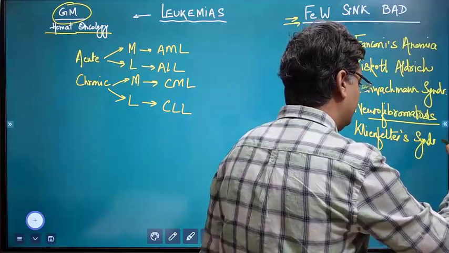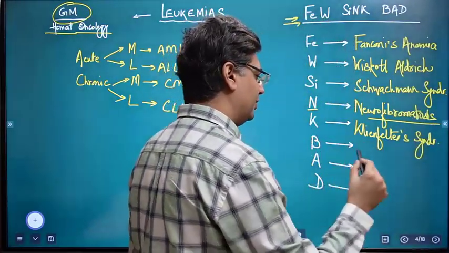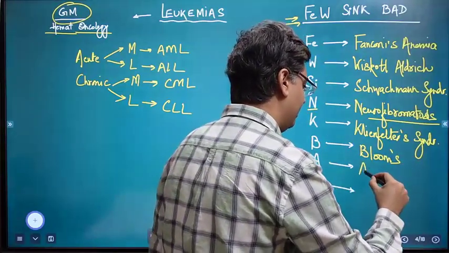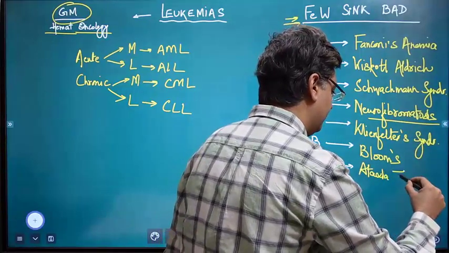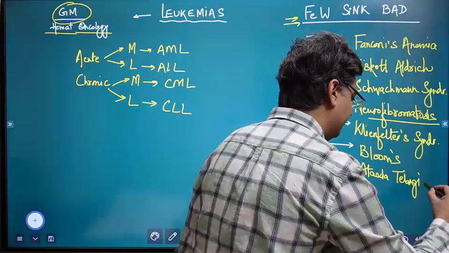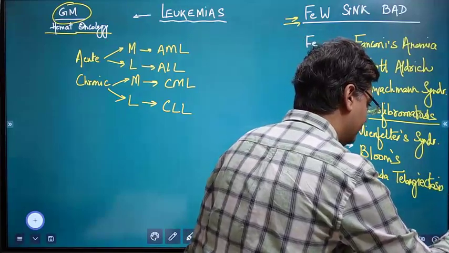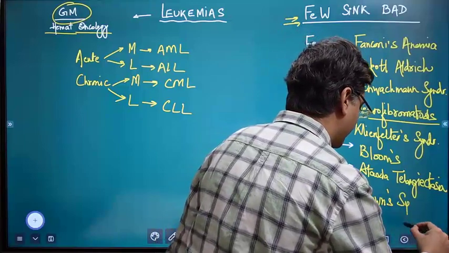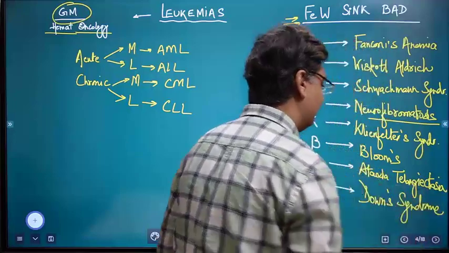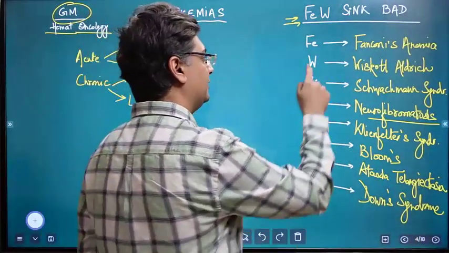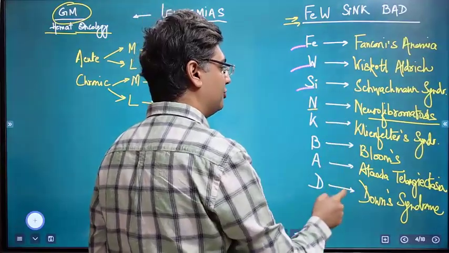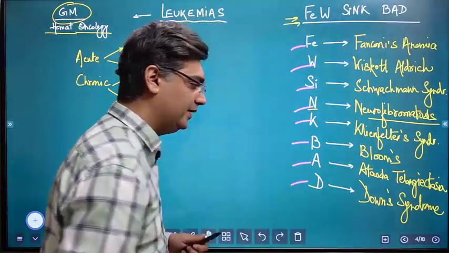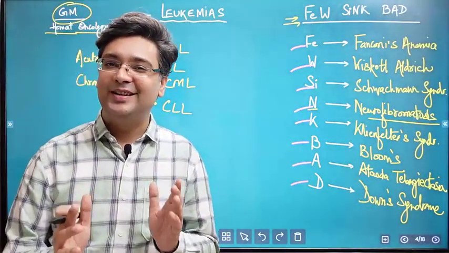Okay, then we have these chromosomal aberration disorders. B is for Bloom syndrome. A is for ataxia telangiectasia, and we have D, which signifies Down syndrome. And this completes our acronym, which is FEW SINK BAD. F is for Fanconi, W is for Wiskott-Aldrich, S is for Shwachman syndrome, N is for neurofibromatosis, K Klinefelter, B Bloom, A ataxia telangiectasia, and D Down's syndrome.